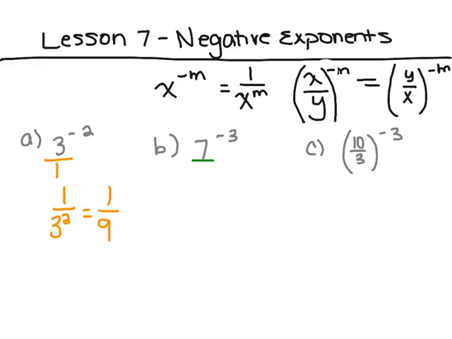The next one, 7 is the same as 7 over 1. So we're going to do 1 over 7 to the power of 3. And 7 to the power of 3 is 343.